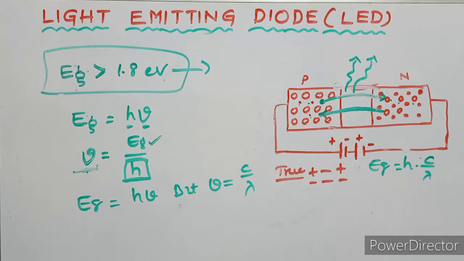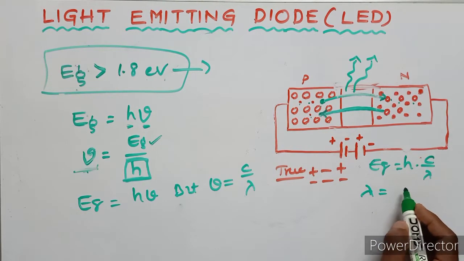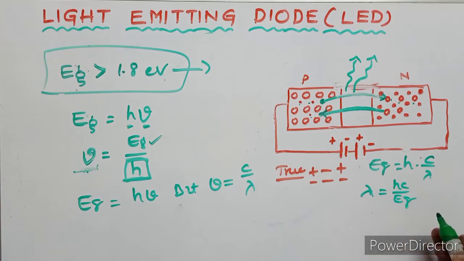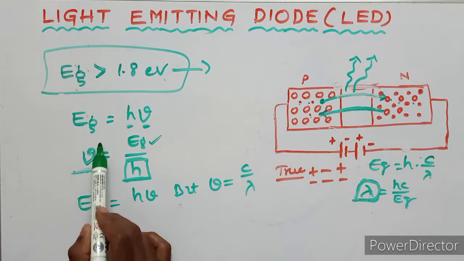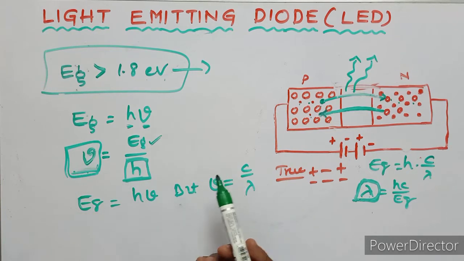Okay, then lambda equals hc upon energy gap. Here, if different values of lambda, if different values of wavelength, that decides the colors. Different values of wavelength, different colors. Different values of frequency, different colors.